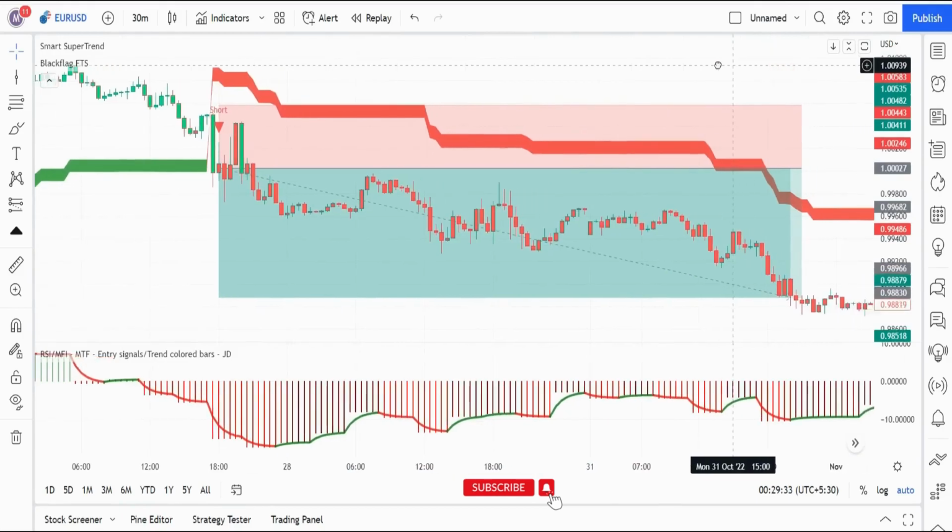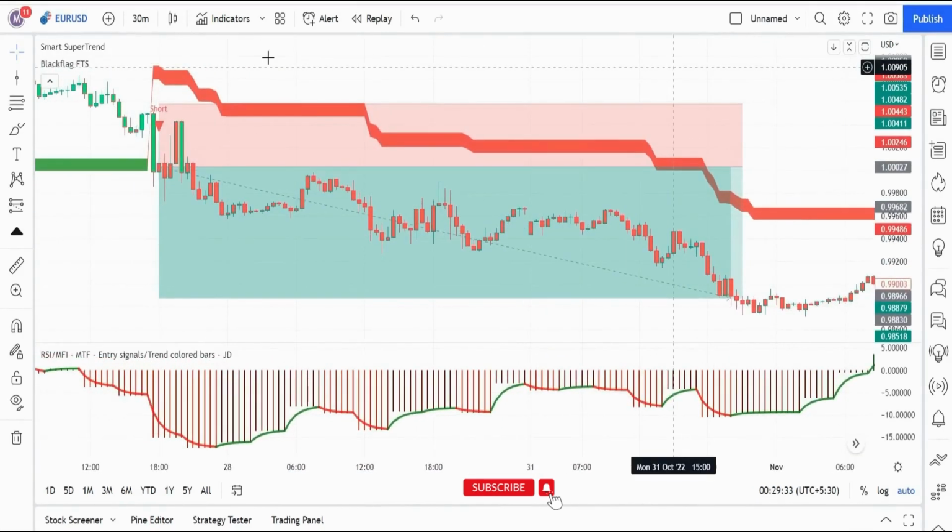Till now we have seen in the video how to execute the trade and where to set the stop loss. But now we will learn how to book maximum profit in the trade. But before that, I would like to tell you one thing.